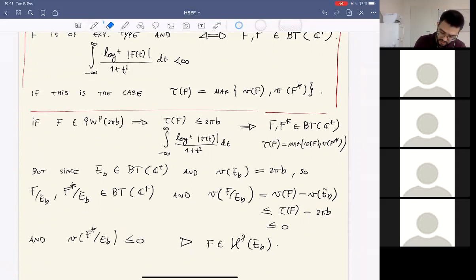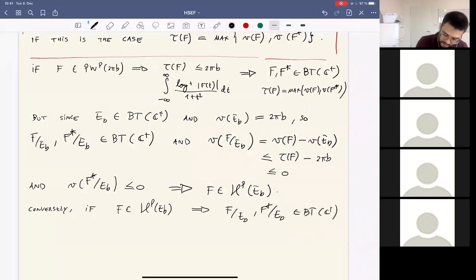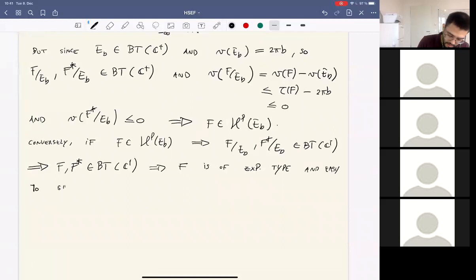So let me not do it in here. And conversely, if F belongs in here, then F over E and F star over E are of bounded type. And since E is of bounded type, both are of bounded type. And then by Krein's theorem, F is of exponential type, and it's easy to show that the type of F will have to be less than or equal to 2 pi b, right? Similar computations, okay?